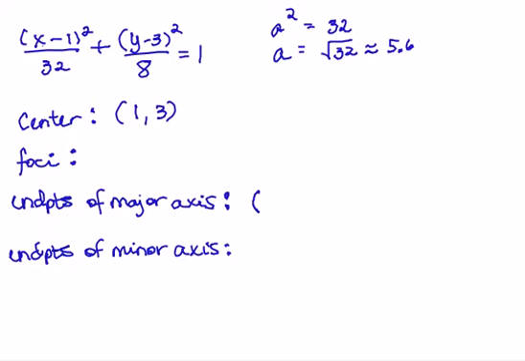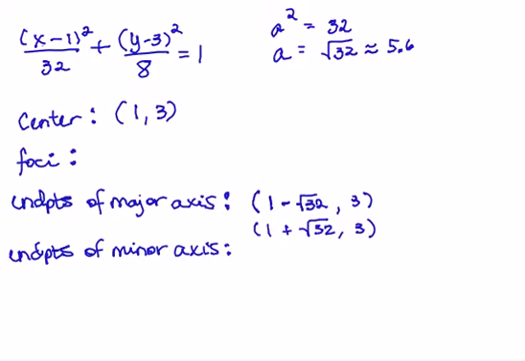So we're going to have the center value 1 minus the square root of 32, or minus 5.6, and the y value is going to be the same. And then we're going to have 1 plus the square root of 32, or plus 5.6, and our y coordinate, again, is still going to be 3.